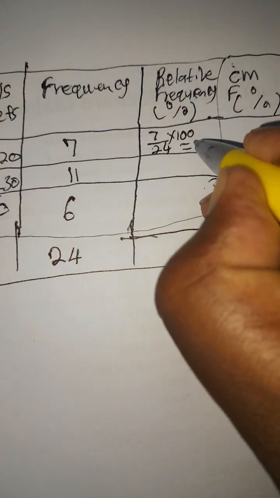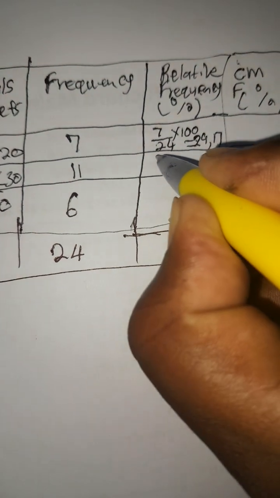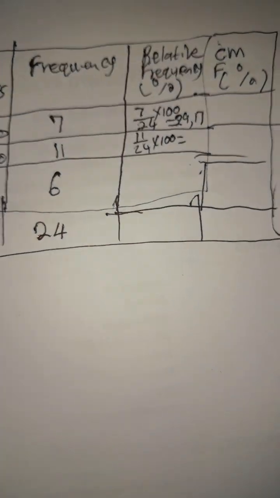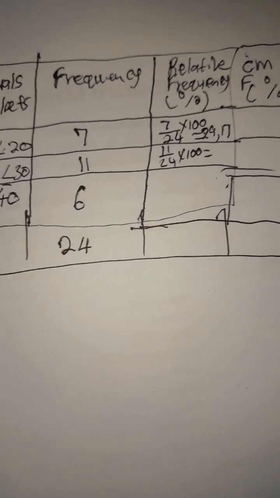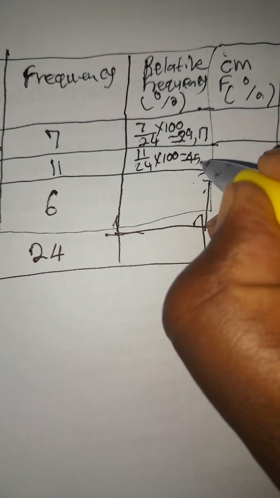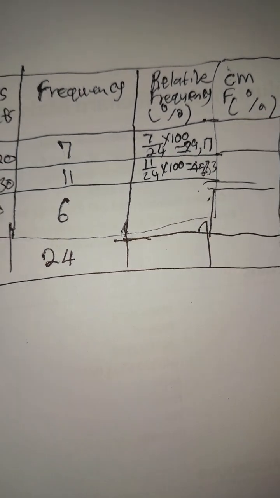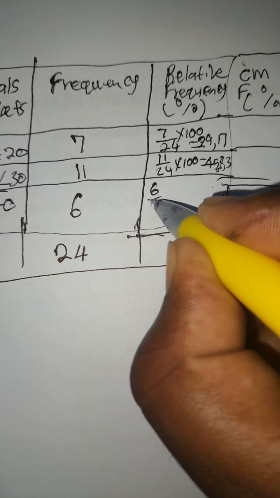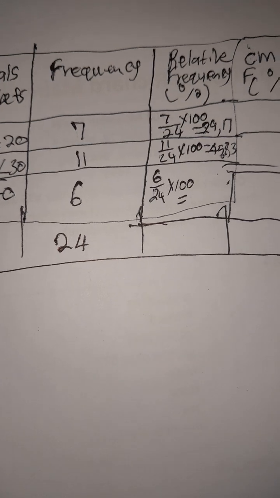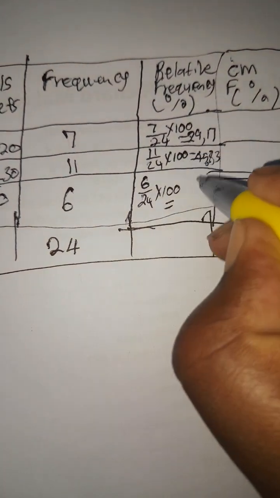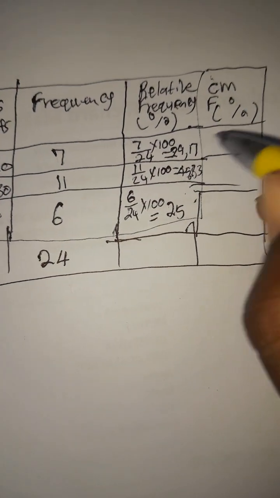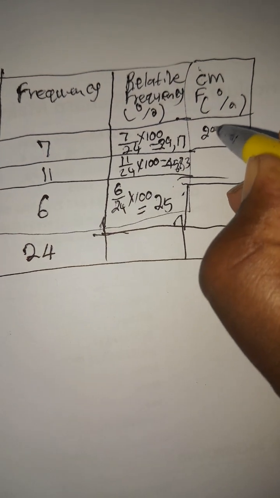Let's punch the calculator. We get 29.17. Then also 11 divided by 24 times 100. What do we get? We get 45.83. Then we also have 6 divided by 24 times 100. What do we get? We get 25 here.